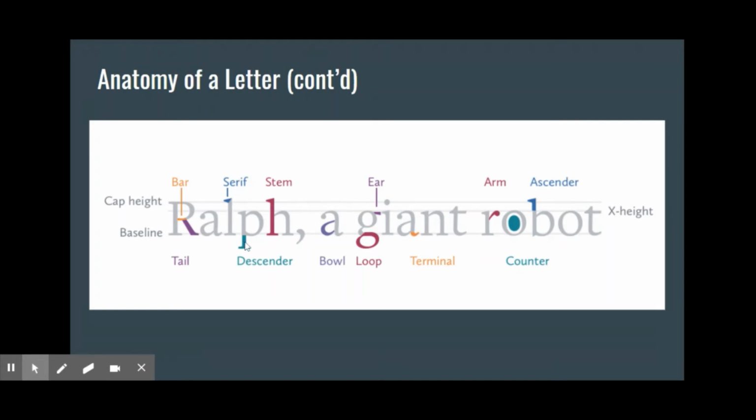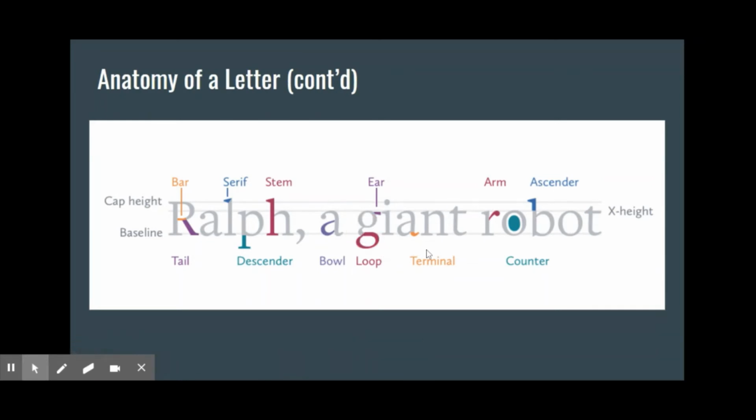We have the descender, so that's the part of the letter that goes below the baseline. Then we have the bowl, so that is almost a full loop, but not quite. So it looks like any curved part that looks like a bowl usually ends up sideways. It's a bowl. Then you have a loop, so a loop is a closed.